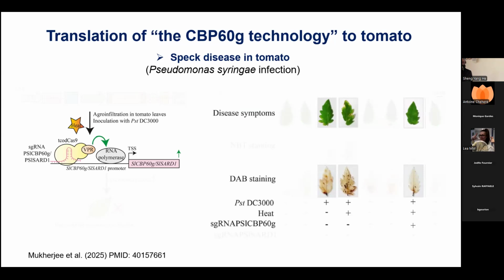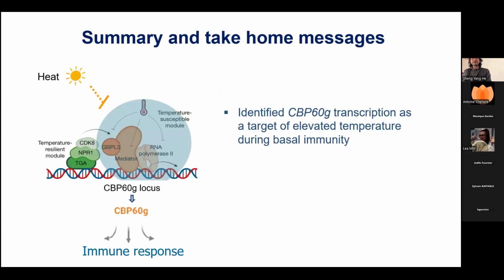DC3000 infection of tomato has increased infection with heat here. But if you do the same thing with CBP60G expression, you see no change. Okay, so that was pretty impressive. And they also did it with SARD1, which is the paralog of CBP60G, with the same result. So both CBP60G and SARD1 can counter temperature-induced susceptibility.